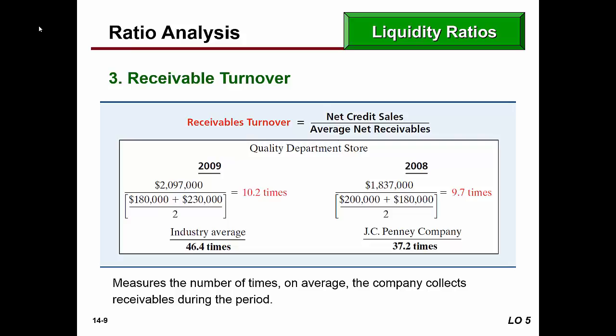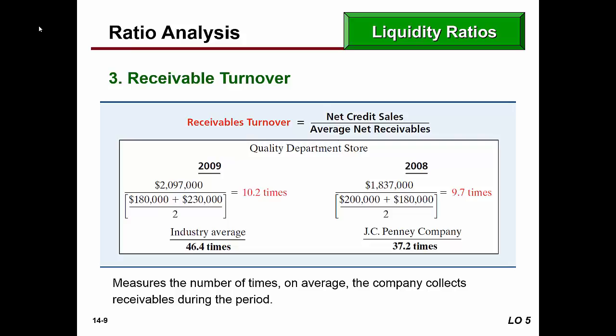We divide by 2. That gives me the average receivable, and then I divide that into the net sales. That tells me that I turned that receivable over 10.2 times in 2009 here.